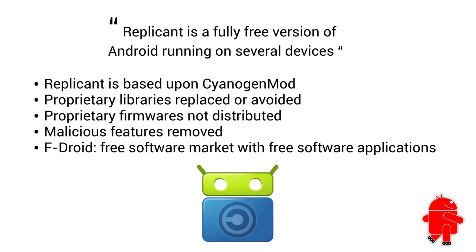We also try to remove the malicious features, such as the URL field keylogger on the browser. We remove that on Replicant. And we also ship with F-Droid. It's an equivalent to the Google Play Store, but it only shows free software applications that you can install and that all respect your freedom.